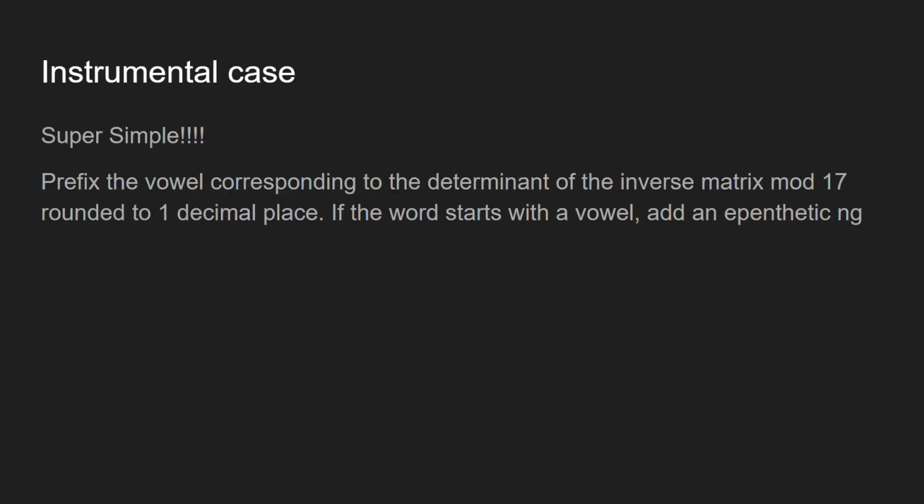So then, instrumental case. Super simple. You prefix the vowel corresponding to the determinant of the inverse matrix mod 17, rounded to 1 decimal place. If the word starts with a vowel, add an epenthetic nga.